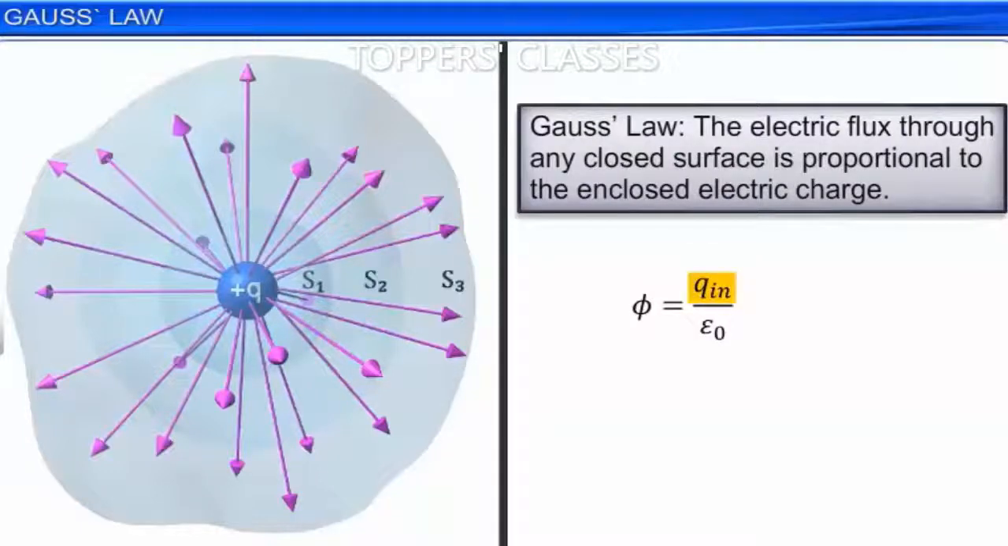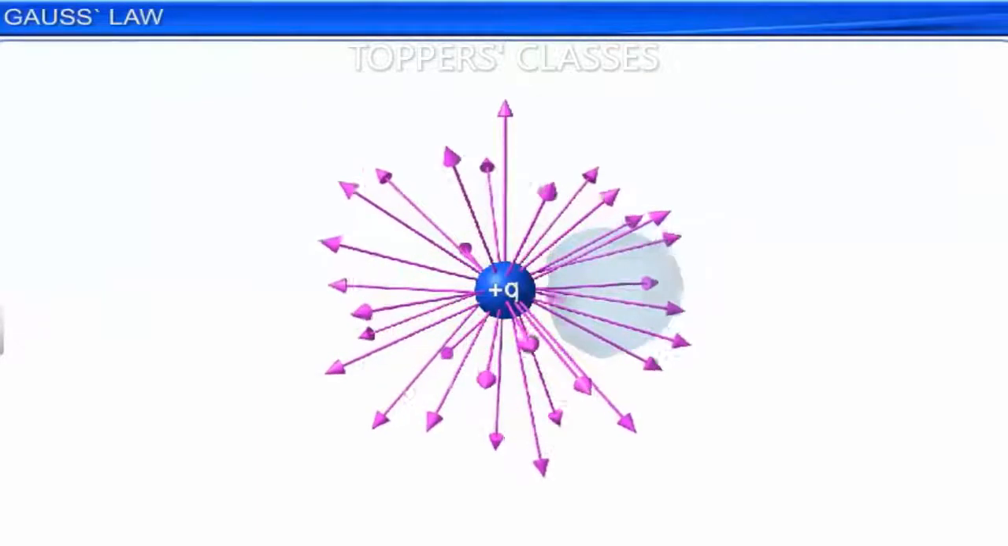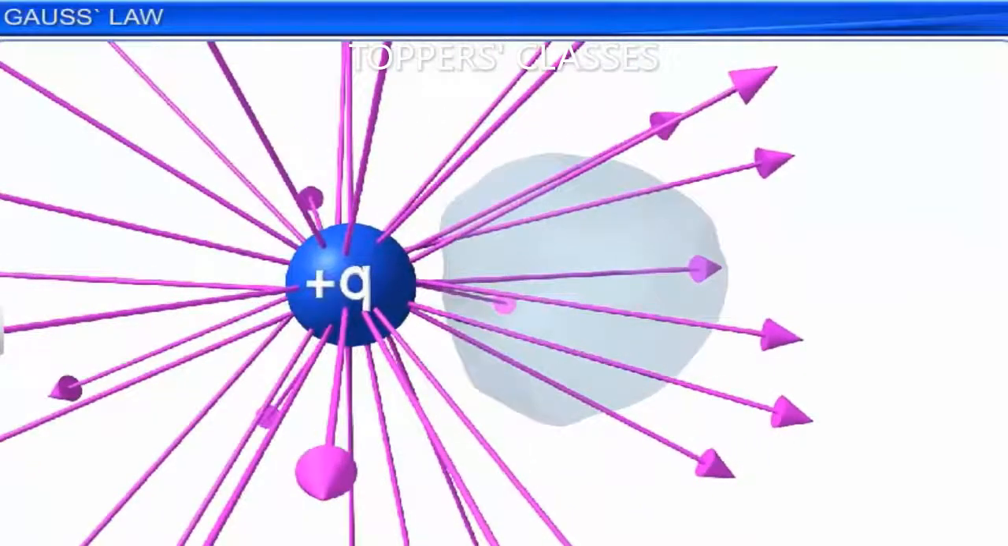Let this be equation 5. Now consider a point charge Q placed outside a closed surface. Here, we see that the number of field lines entering the closed area is equal to the number of field lines leaving it. Therefore, the net electric flux through the closed surface is 0, and it is of importance to note that the Gaussian surface, which is the closed surface, was not enclosing the point charge.